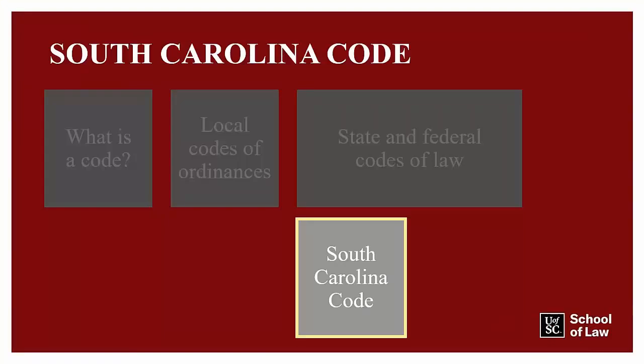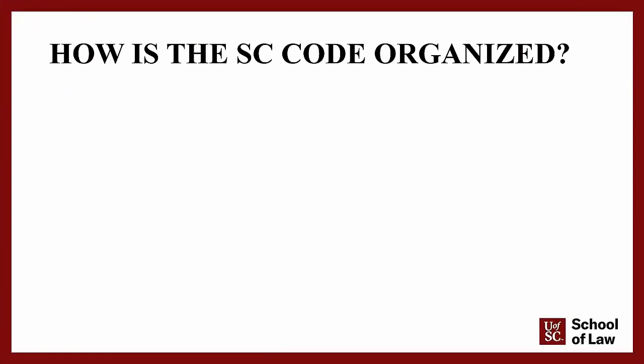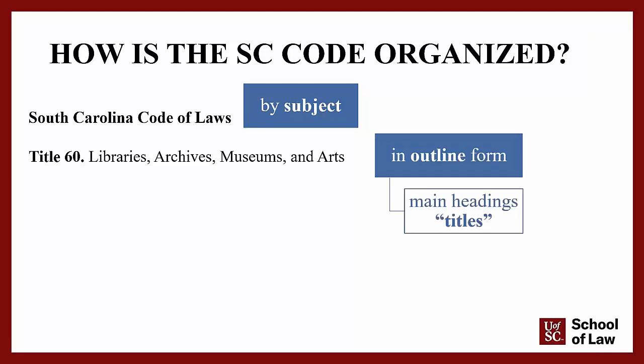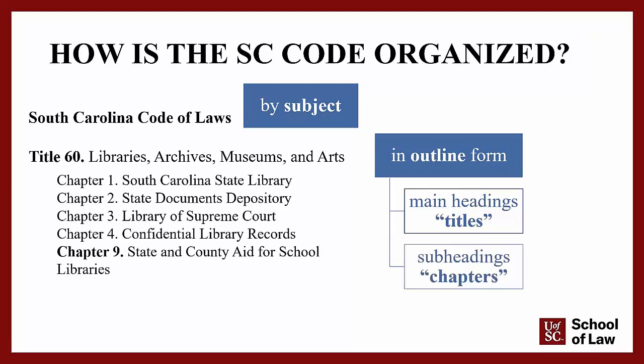And that brings us to the South Carolina Code. How is the South Carolina Code organized? Like any code, it is organized by subject. So here's my example of Title 60, Libraries, Archives, Museums, and Arts. It's in an outline form where the main headings are titles. So like this, generally about libraries. The subheadings are chapters. And notice how the numbering of the chapters does not look quite right. That's really how they're numbered, and I didn't just abbreviate it for this slide.